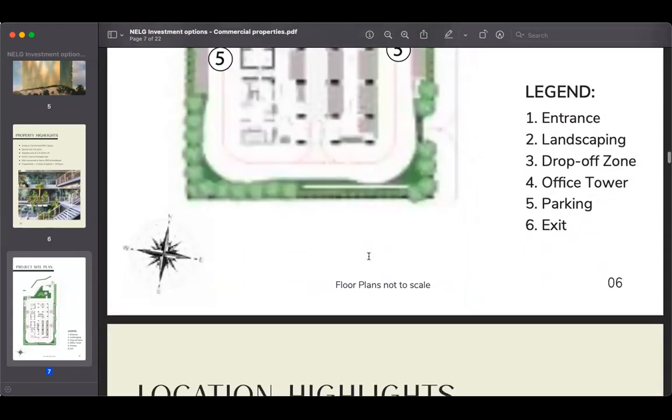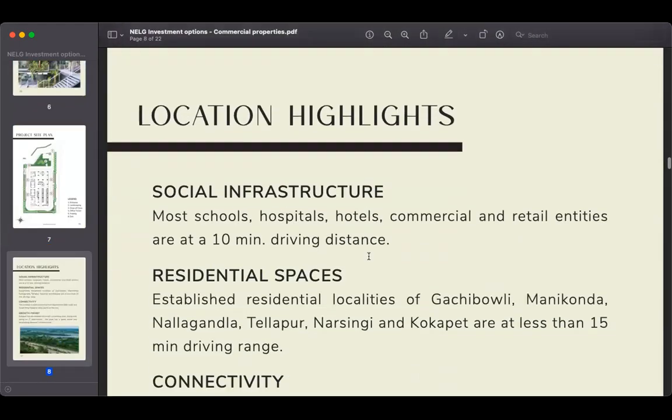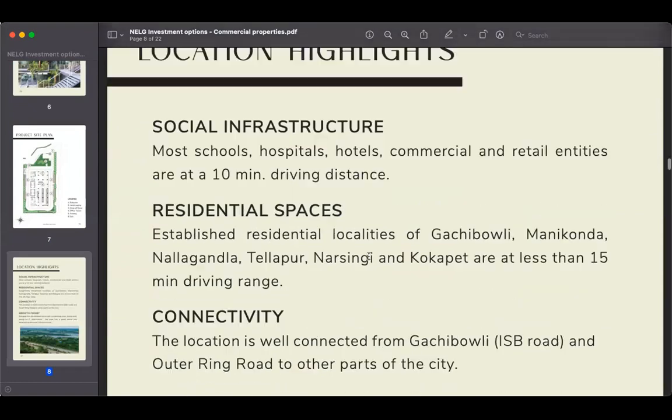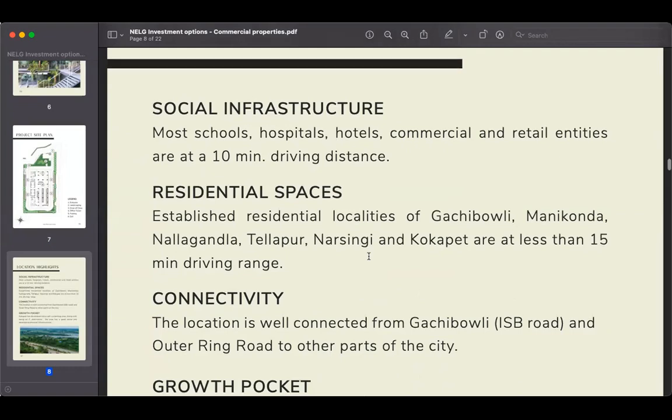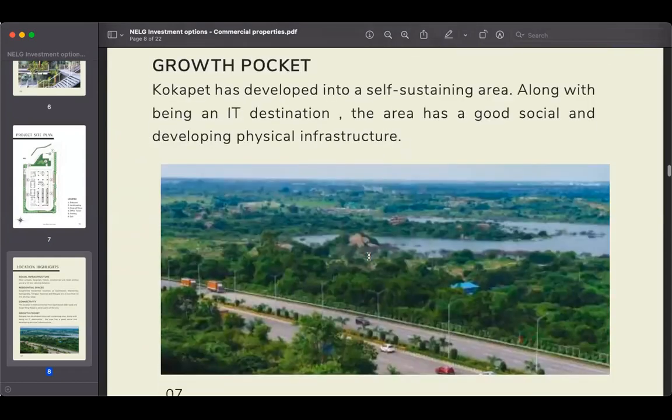You can see, I already shared this brochure in the group, and after the meeting, I will also share it again. Okay, so many schools, hospitals, hotels, commercial spaces, and retail entities are there within a 10 minute drive. And this is the growth pocket.